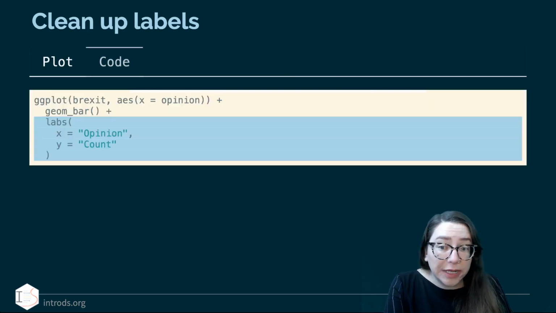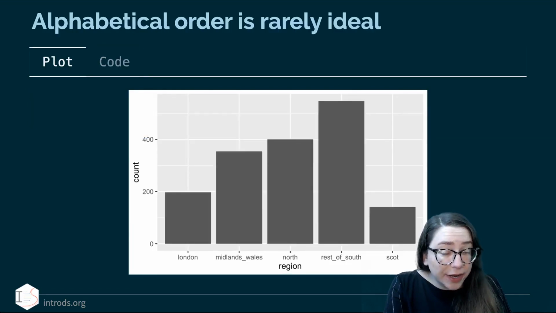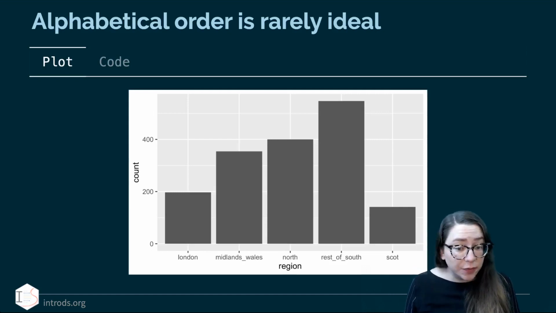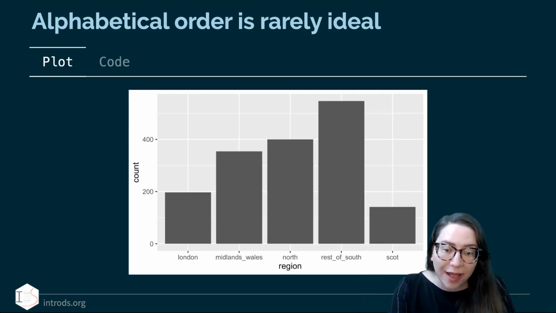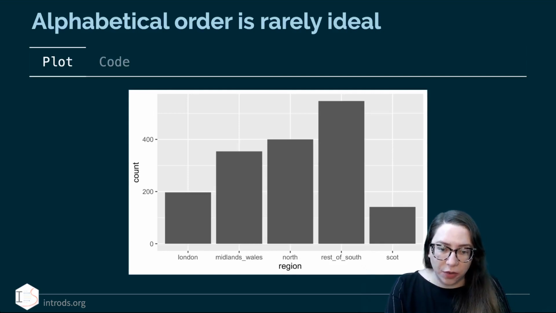Okay, what else can we do? Let's take a look at another variable in this survey. So in addition to asking this question about people's opinions on Brexit, the survey also collected data on the region where the respondent was responding from. So the various regions are London, Midlands and Wales, North, rest of South, and Scotland. And here are the category labels in the raw data set that we have. And they're once again ordered in alphabetical order, and geographically they're kind of all over the place.